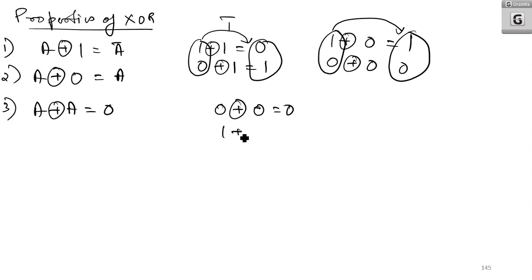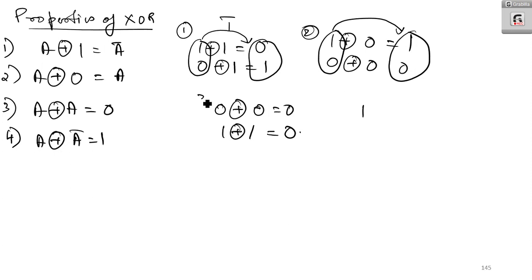Similarly, 1 XOR 1 is also 0. I proved that property. Then the fourth property is A XOR A bar is equal to 1. That means if I have A as 1, this is the first property, second property, third property, fourth property. If I have A as 1, A bar is 0. What is 1 XOR 0? 1 XOR 0 is 1.